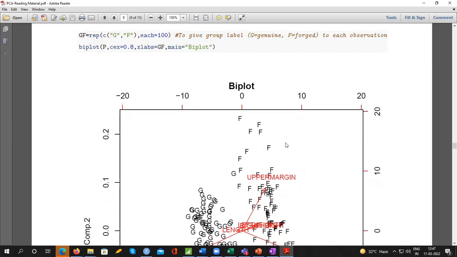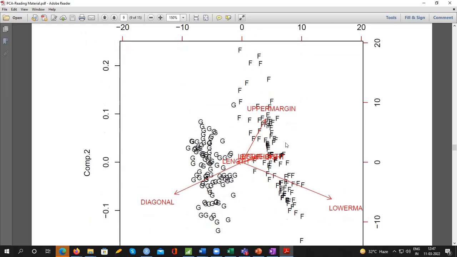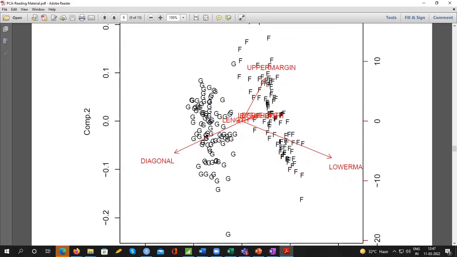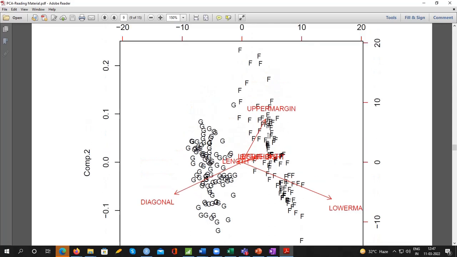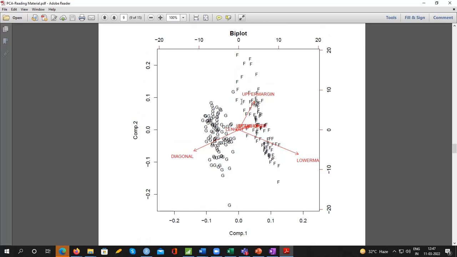Then we have the Biplot. Yesterday I mentioned in brief about the Biplot. So this is a Biplot of that data. We can see here I have indicated the groups by letters. So G is for genuine and F is for forged or fake note. So we can see the two groups.